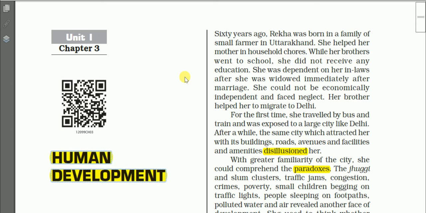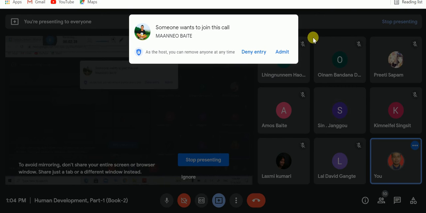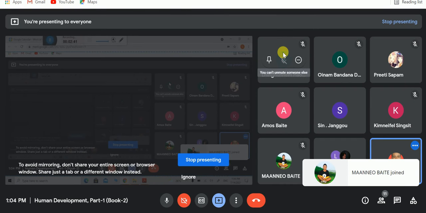She was dependent on her in-laws after she was widowed immediately after marriage. She could not be economically independent and faced neglect. Her brother helped her to migrate to Delhi. So this is the story of Rekha. 60 years ago, she was born to a small farmer in Uttarakhand, and she helped only in household activities. She did not go to school for education.